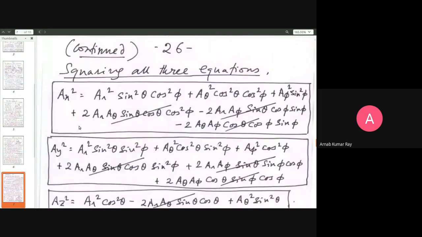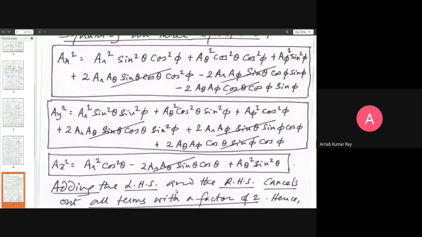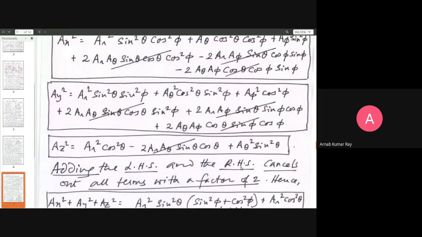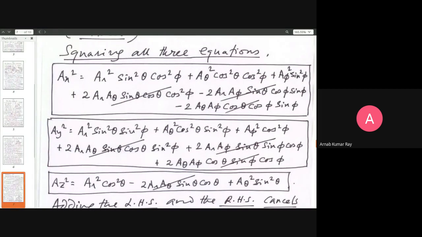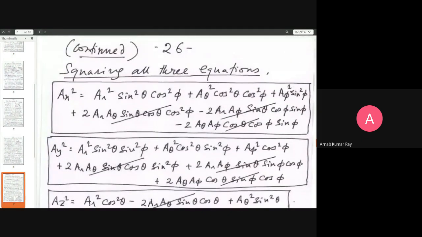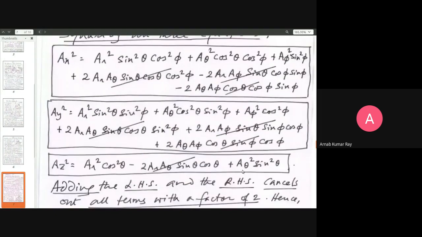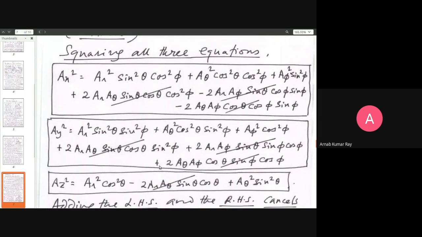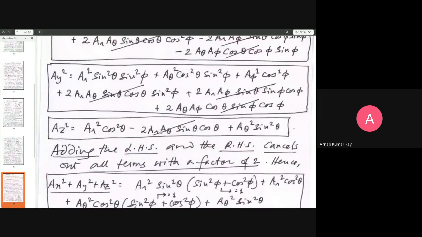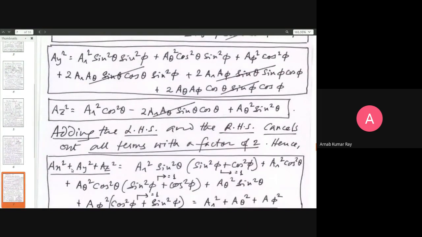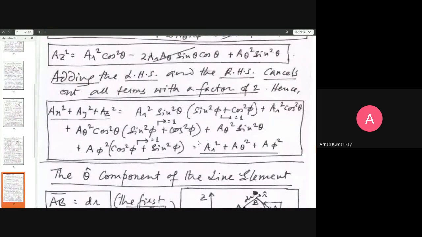So when you add the left hand side and all the terms on the right hand side, you will see that all the terms that contain the factor of 2 will cancel, from the AZ equation also, and you are simply left with AX squared plus AY squared plus AZ squared equal to AR squared plus A theta squared plus A phi squared.